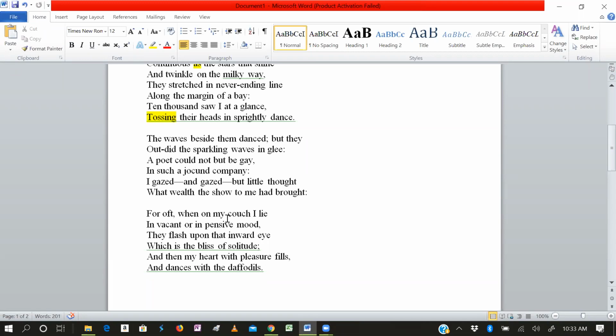They means daffodils. You can never use the pronouns in place of the daffodils. So we have used here "they" for the daffodils. They flash upon that inward eye. Got it? They flash, daffodils. Flashed means came into my mind. Inward eye means into dreams.